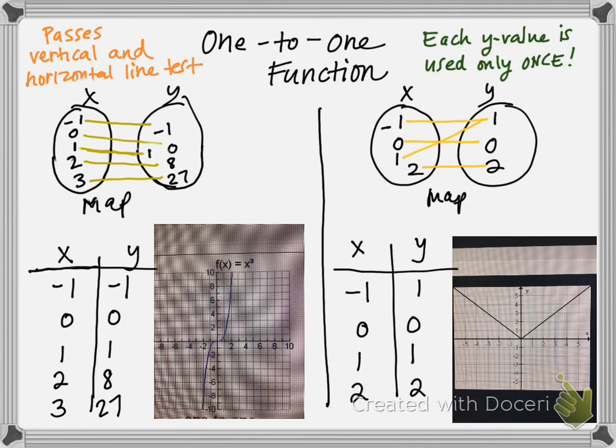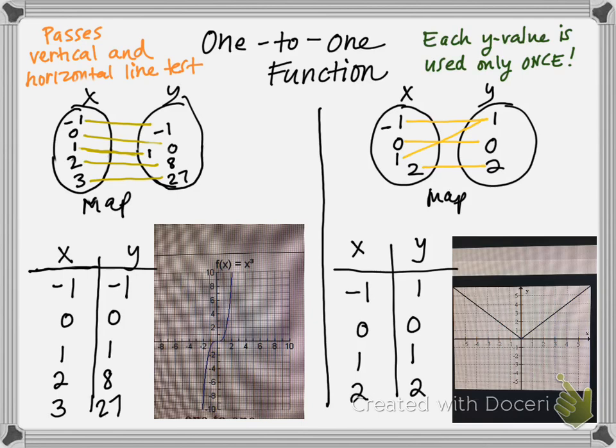For this example, we're going to look at how to determine whether a function is one-to-one. So there's two things to look at. It must pass the vertical and horizontal line test if you're given a visual. And then if you're given a map or a table of values, a t-chart, each y value can only be used one time. So if I look at the map and the table of values, I need to make sure that no y value is repeated.